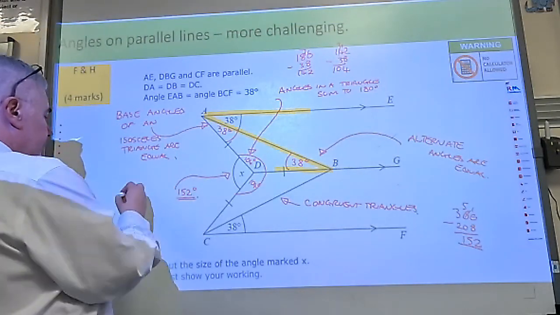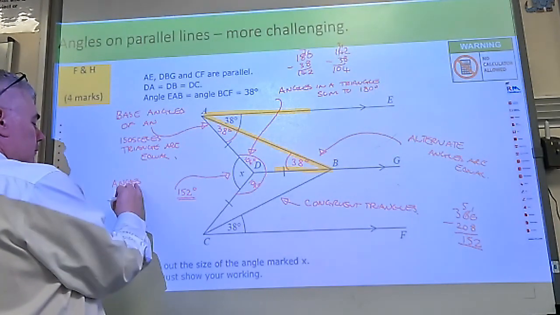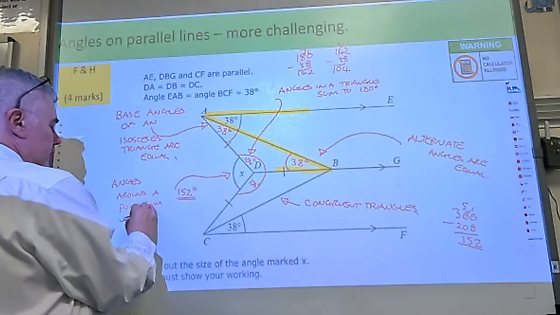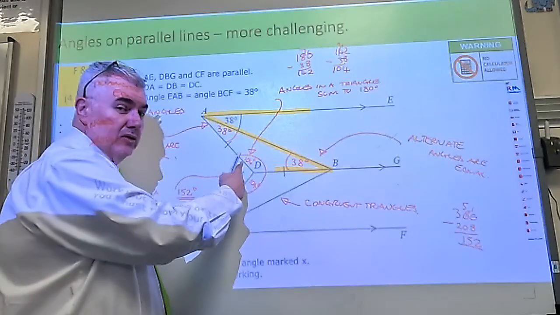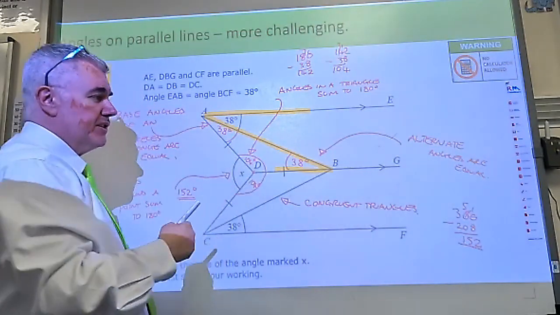I'm going to put my reason in. Angles around a point sum to 360. They're not angles in a circle, it's angles around a point. Angles around that point sum to 360.